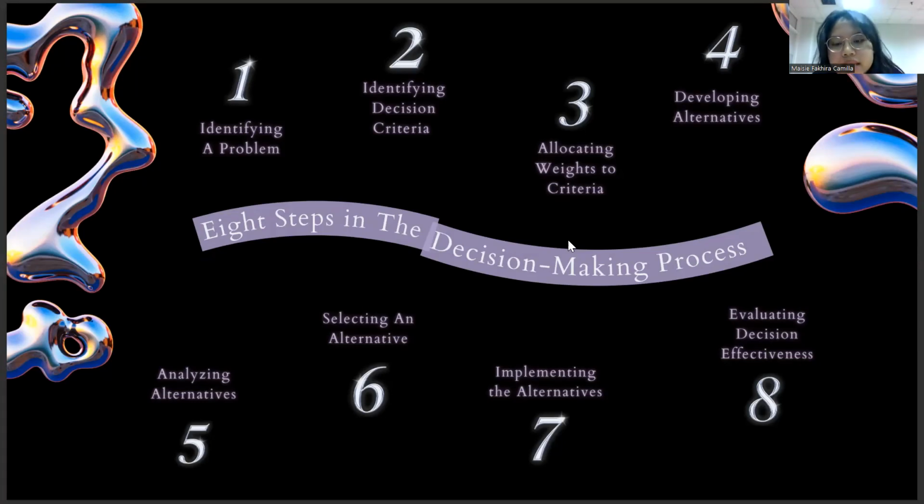The sixth is select an alternative. In this step of the decision-making process, we choose the best alternative, or the one that generated the highest total in the previous step. And the next is the seventh, implement the alternative. The decision is put into action by conveying it to those affected and getting their commitment to it.